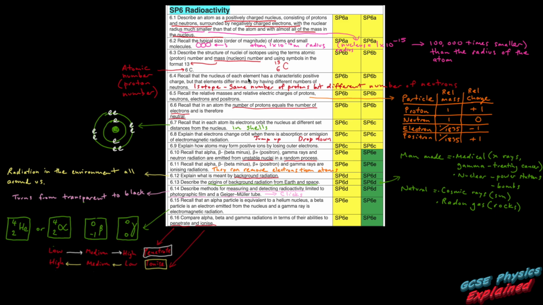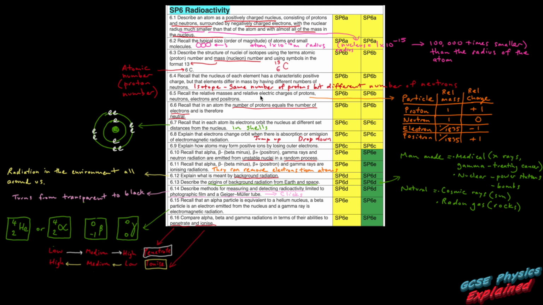Recall that the nucleus of each element has a characteristic positive charge, but that elements differ in mass by having different numbers of neutrons. In other words, the definition of an isotope for 2 marks in an exam, you've got to say an isotope has got the same number of protons but a different number of neutrons. Remember, it's the number of protons on the bottom that define what element it is, but the mass number on the top can change depending on how many neutrons it's got.